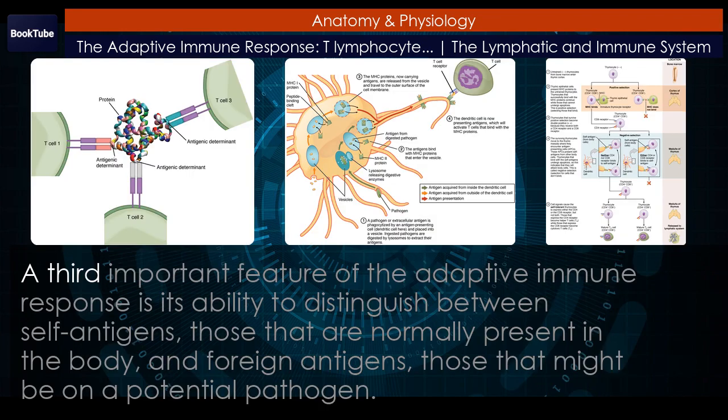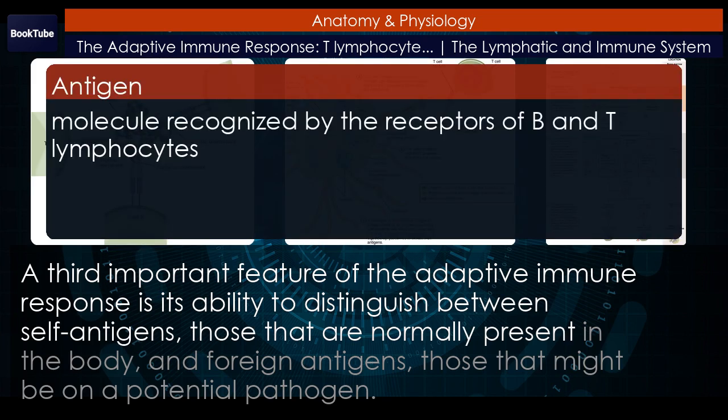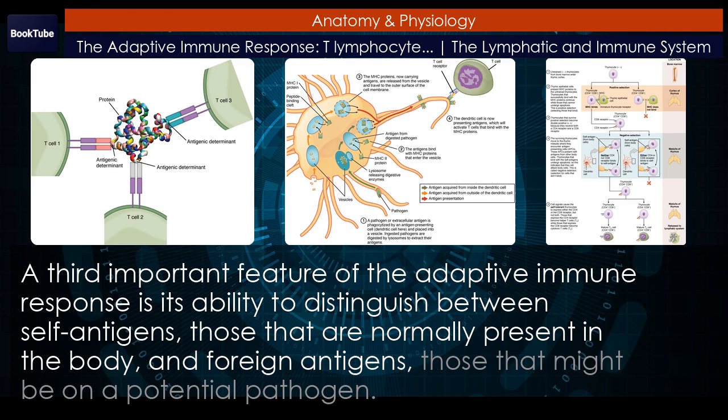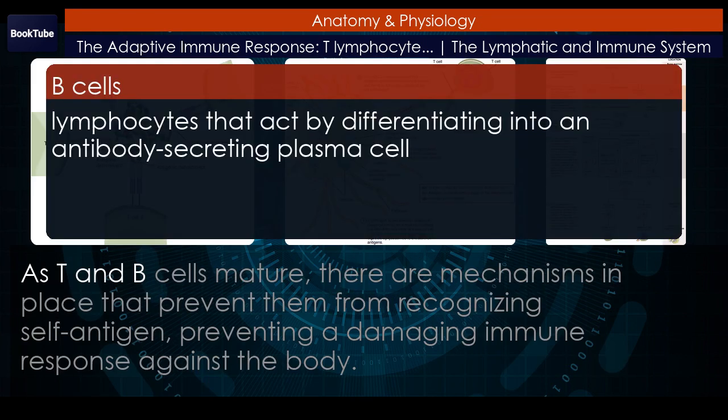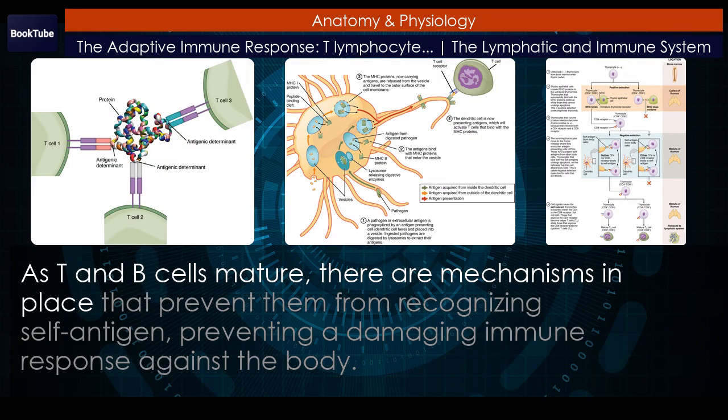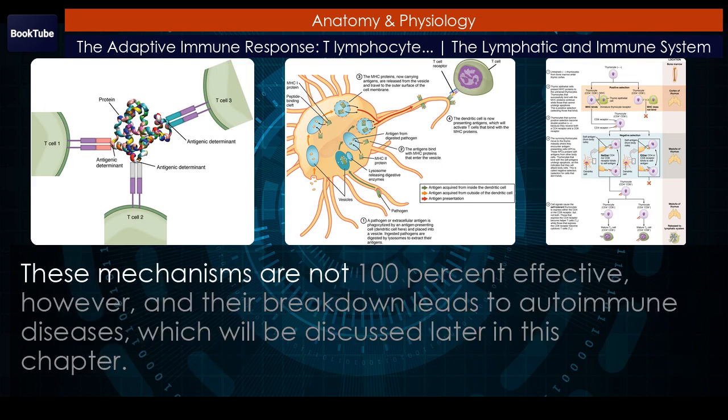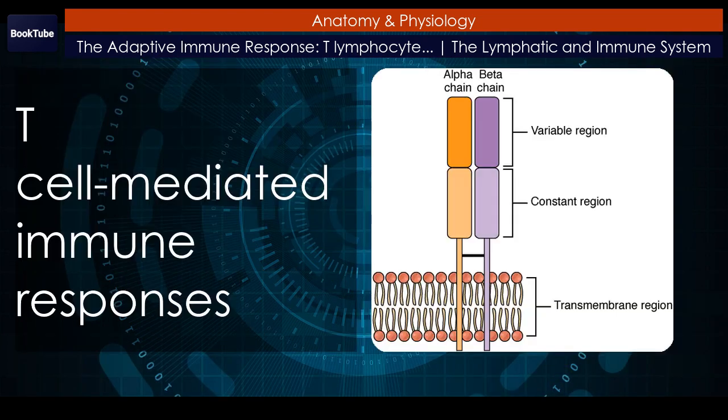Self-recognition. A third important feature of the adaptive immune response is its ability to distinguish between self-antigens, those that are normally present in the body, and foreign antigens, those that might be on a potential pathogen. As T and B cells mature, there are mechanisms in place that prevent them from recognizing self-antigen, preventing a damaging immune response against the body. These mechanisms are not 100% effective, however, and their breakdown leads to autoimmune diseases, which will be discussed later in this chapter.